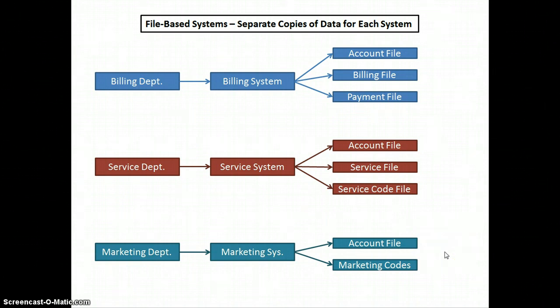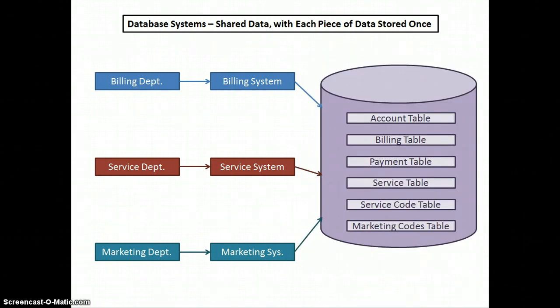So what we want to do instead of this is we want to have a database system where we have shared data, and each piece of data, unless it's the primary and foreign keys, is stored only once in the database. So in this example, we only have one account table that's shared among the billing system, the service system, and the marketing system. The principle of storing data only once in our database is key to how database systems work.